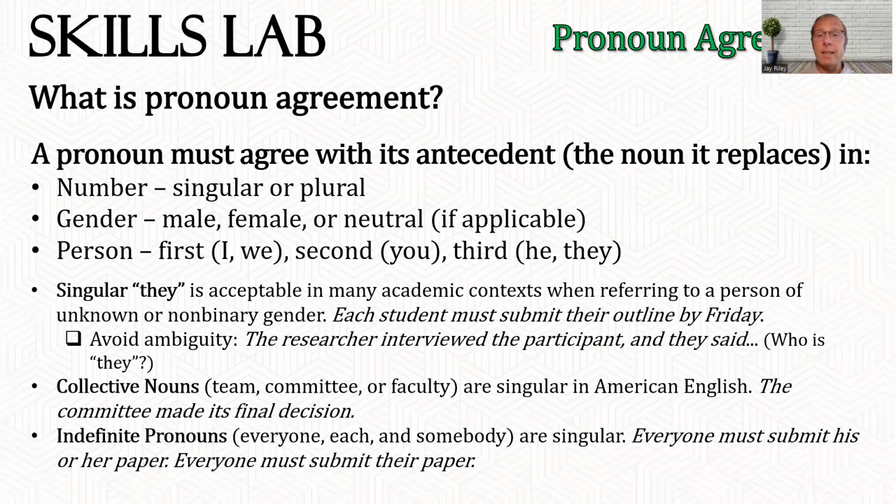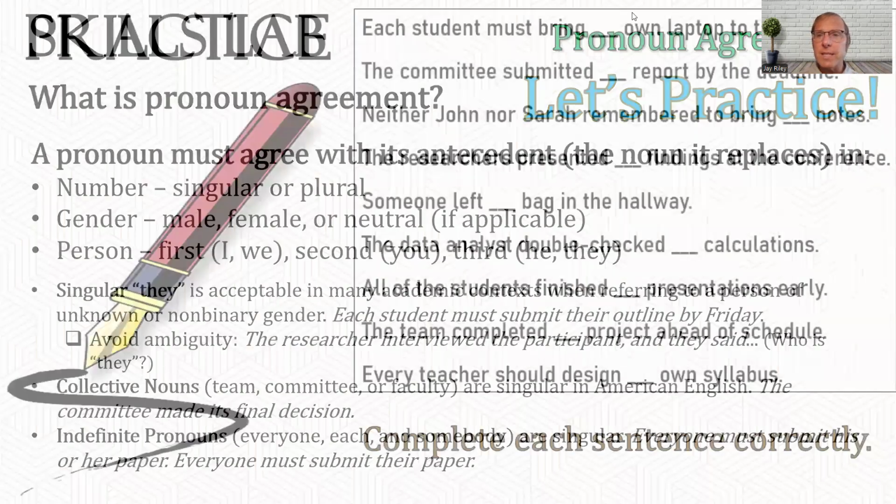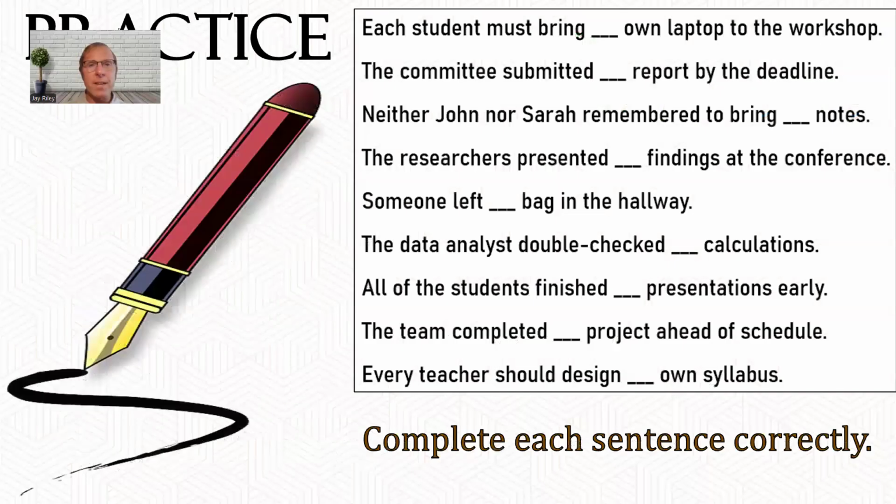Collective nouns like team, committee, and faculty are singular, even though we're talking about multiple people. And indefinite pronouns, everyone, each, somebody, are singular. We can use their with these indefinite pronouns. We can say everyone must submit his or her report. We can also say everyone must submit their report. So I won't go through all of these, but you can pause the video and practice these on your own.